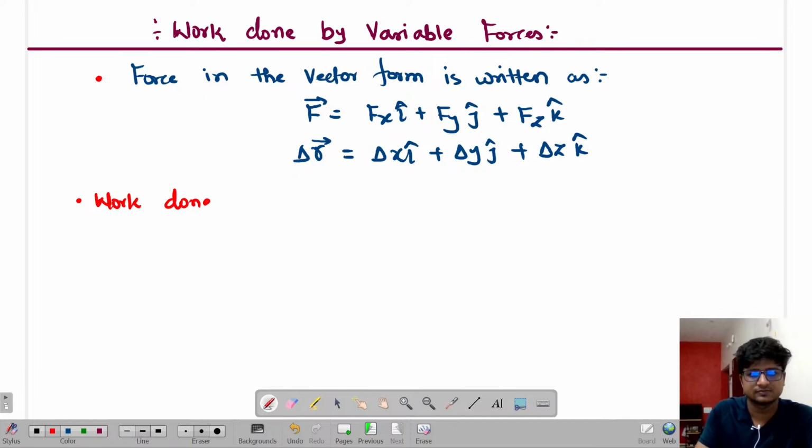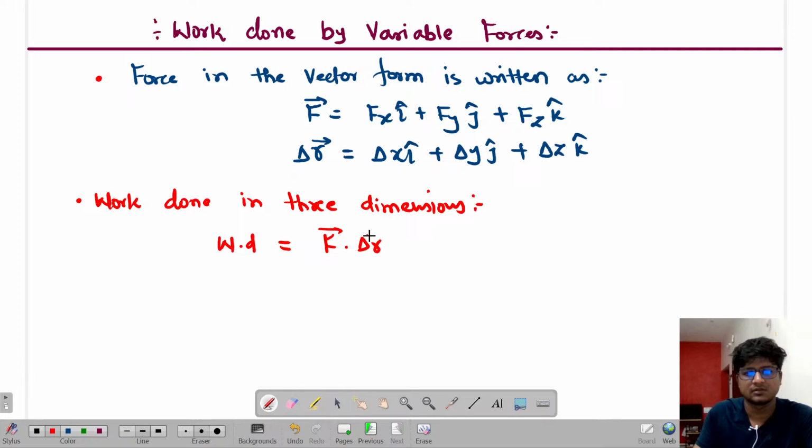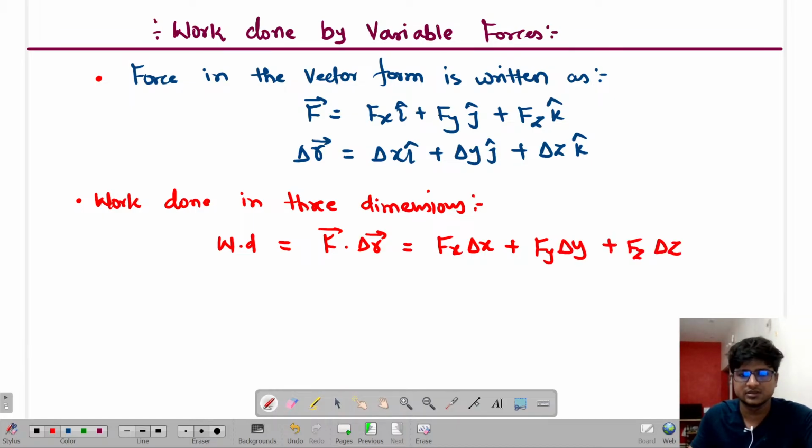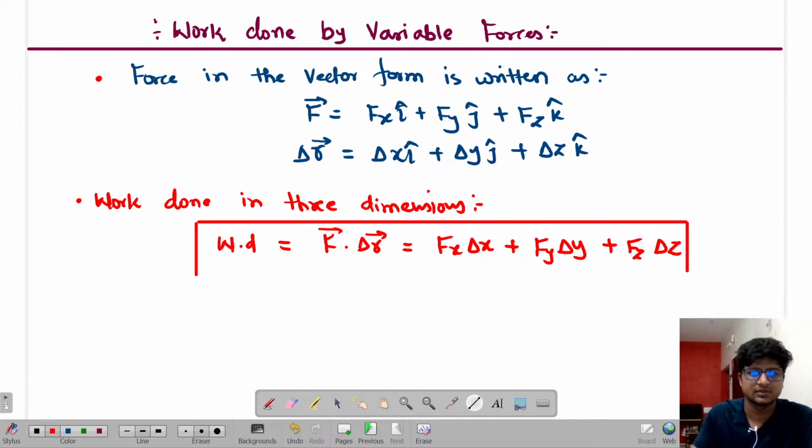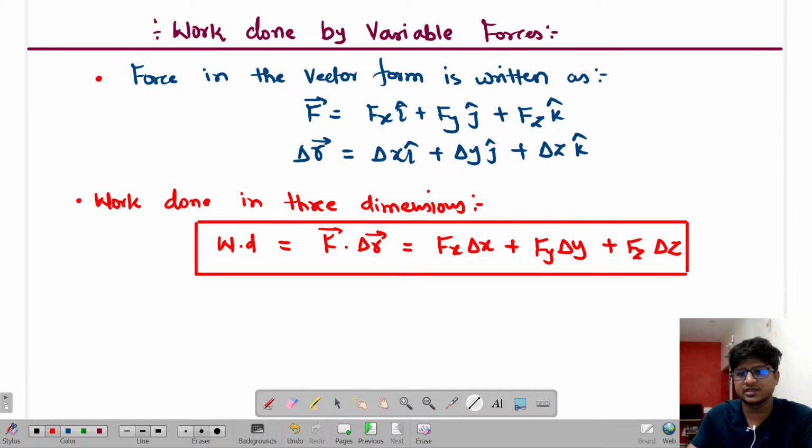So work done, this is called work done in 3 dimensions by a constant force. If displacement is there in 3 dimensions, then we define work done as, basically work done is a scalar quantity. So it will be F dot delta r, which can also be written as Fx delta x plus Fy delta y plus Fz delta z. This is the formula of work in 3 dimensions with which kind of a force? Constant force.